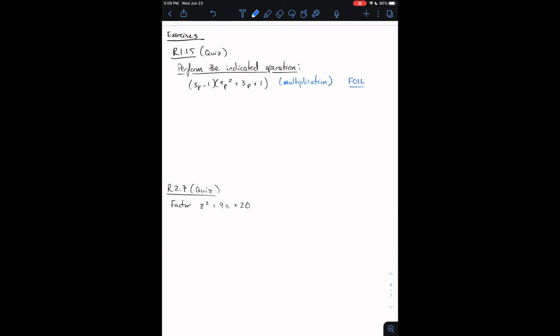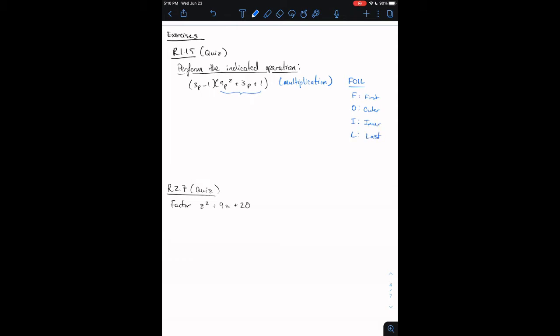If you want to think about FOIL, some people don't like to use the idea of FOIL. It's a little bit harder to do when you don't have 2 binomials. My voice keeps breaking. I don't know why. So we have this 3-term thing over here, so we can't really use FOIL, but the idea still applies. And you'll see kind of why.